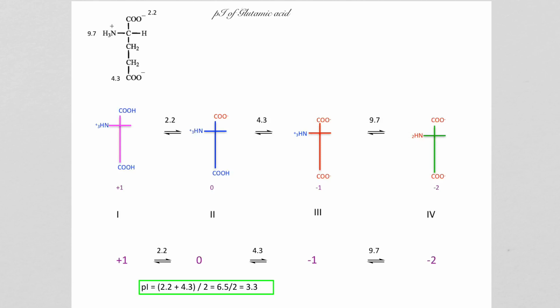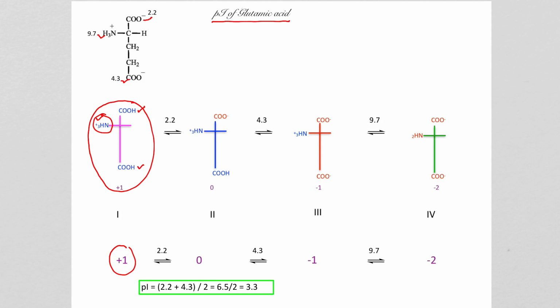Here's another example. Let's determine the pI of another amino acid, glutamic acid, which has 3 pK values: 2.2 for this carboxyl, 9.7 for this amine, 4.3 for this carboxyl. So once again, the simplest way of doing it is simply write the structure where everything is protonated. This is protonated, this is protonated, this is protonated. Calculate the charge. The net charge is plus 1 because that's the only charge available in structure 1.